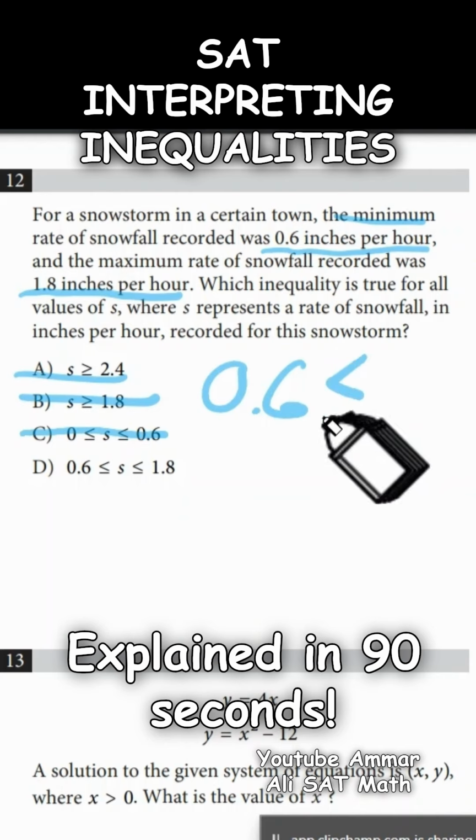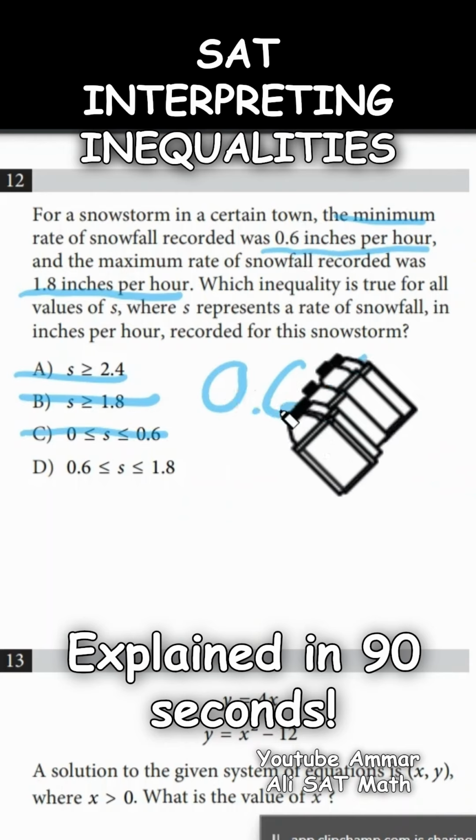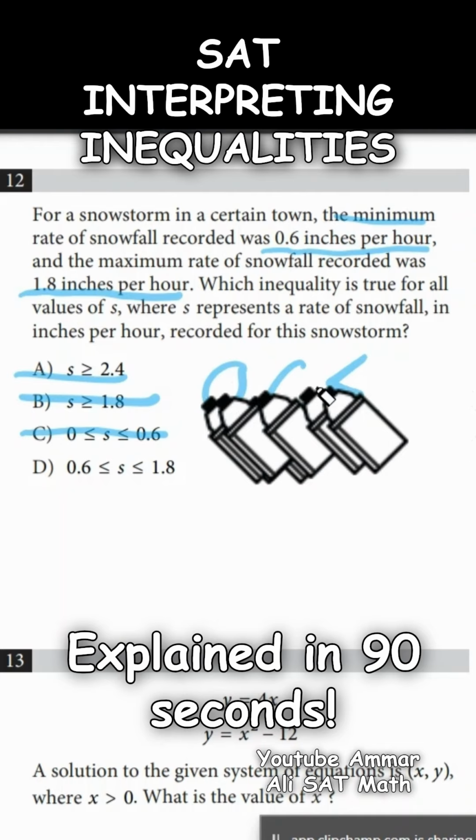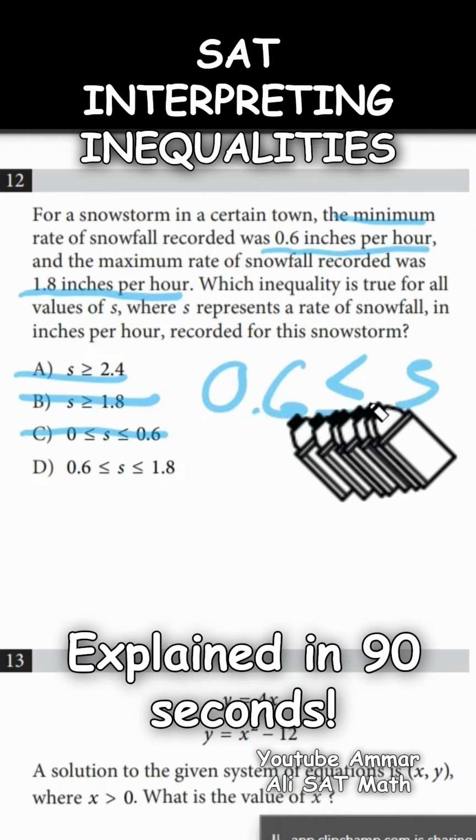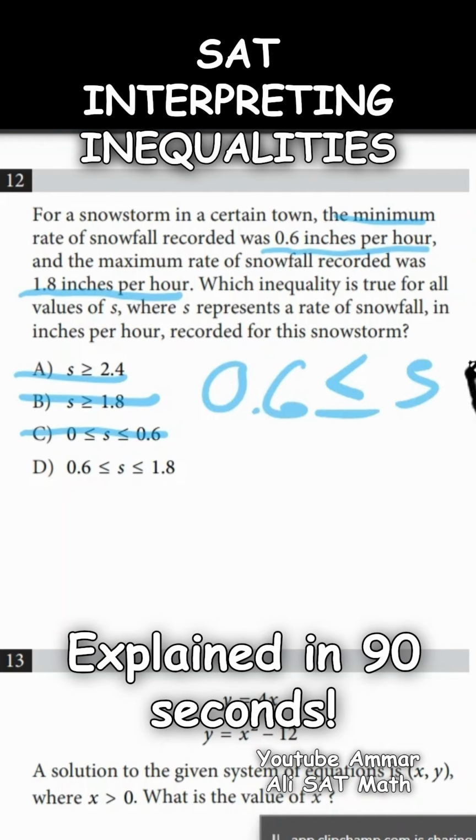So this is also wrong because, again, we should have 0.6 at the bottom end, right? At the lower end, the rate is greater than or equal to 0.6 and less than or equal to 1.8, right? That's basically what they're telling us. And the only one that matches is D, right?